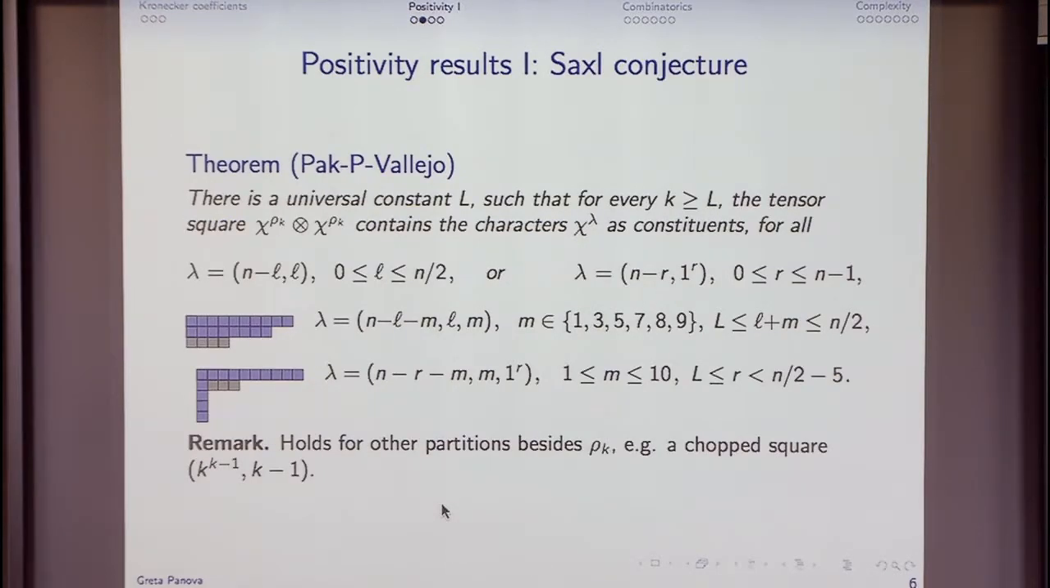So here is what we can say about this conjecture. Again, this is a result of limited type, but since we don't actually have any good tools to deal with the Kronecker coefficients, that's usually how results look here. We know that this tensor square, as in the Saxl conjecture, contains irreducible representations corresponding to partitions that look like that. So we either have a hook and some extra boxes here, or we have two rows and some extra boxes here. So three rows.